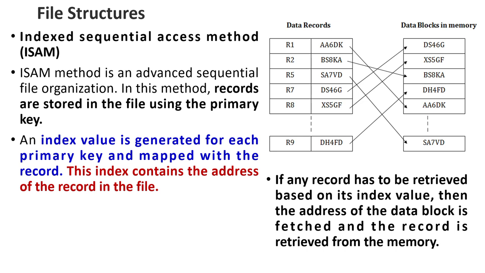ISAM, Index Sequential Access Method. ISAM method is an advanced sequential file organization. In this method, records are stored in the file using the primary key. An index value is generated for each primary key and mapped with the record. This index contains the address of the record in the file.